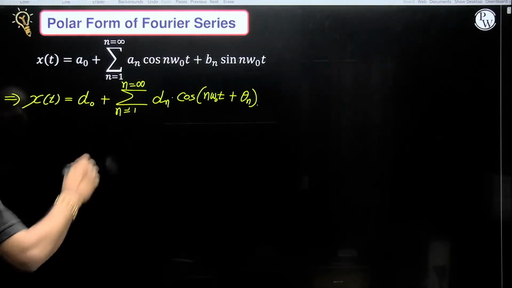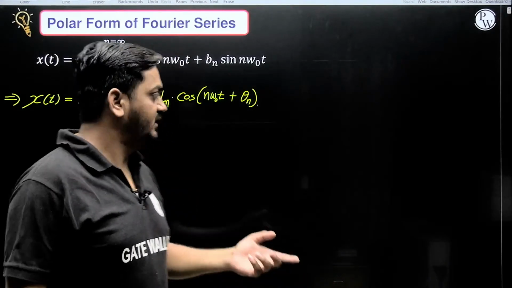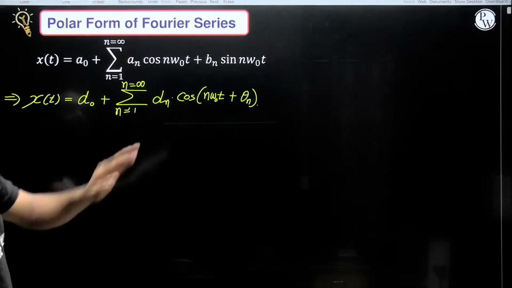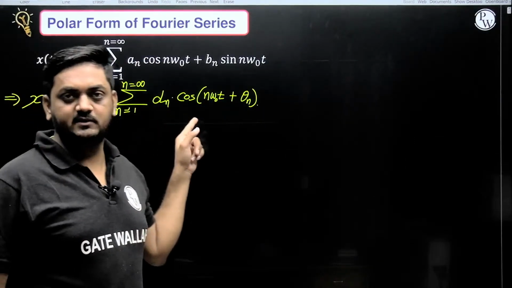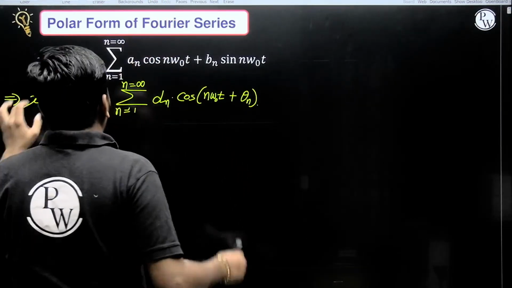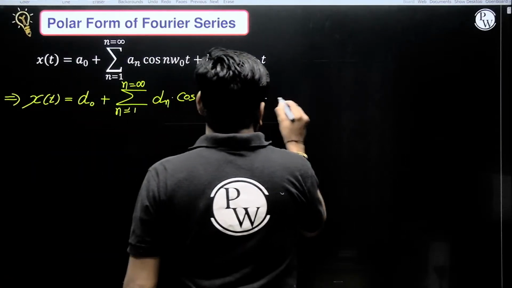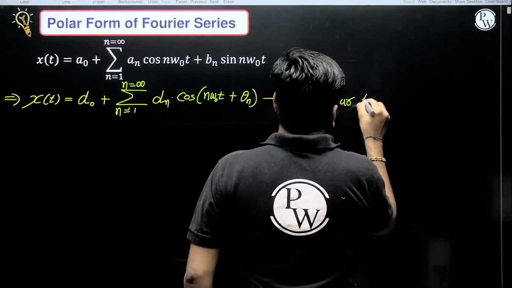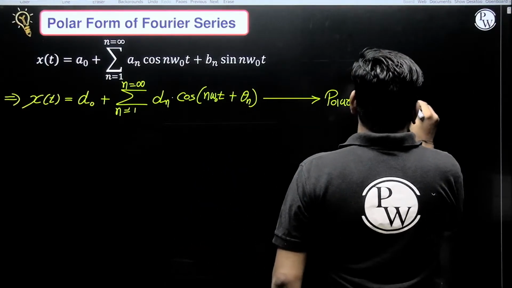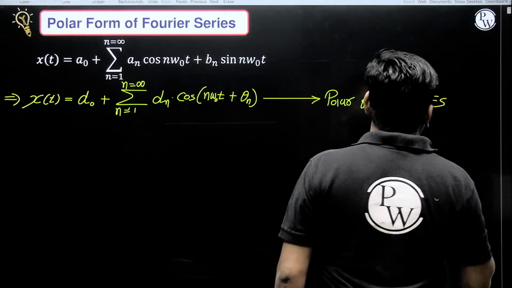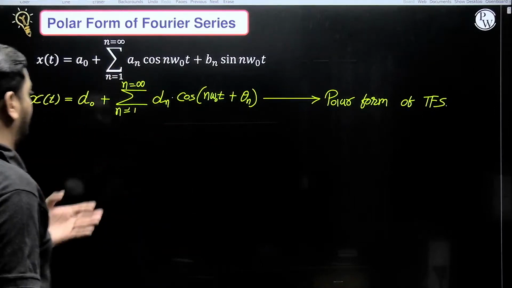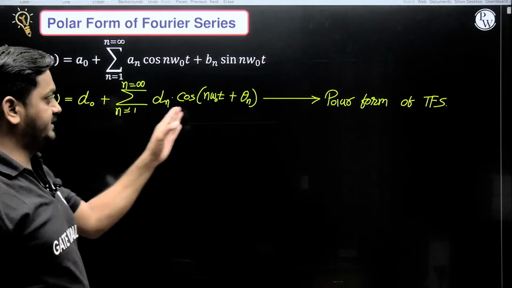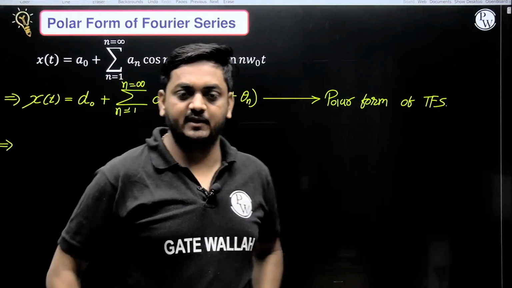Now again d0 and dn are what? Again Fourier series coefficients, and theta n also a coefficient. Now what is dn in terms of an and bn, and what is theta n in terms of an and bn? Now this is the polar form, guys. The polar form of TFS, trigonometric Fourier series. So here I am writing polar form of trigonometric Fourier series. Now here I am using the formula cos of A plus B equals cos A into cos B minus sin A into sin B.